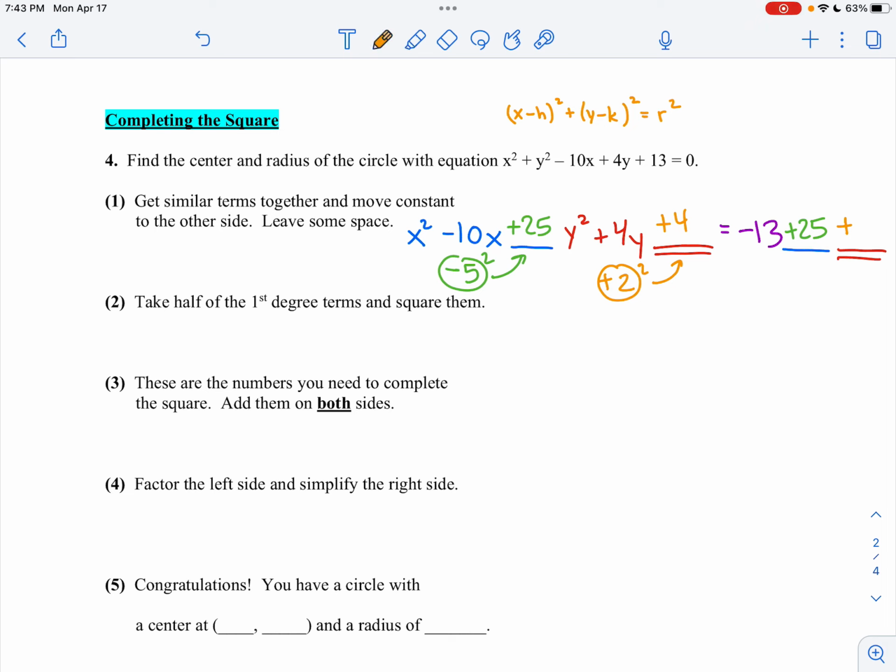I lost my pen here. Oops, I went too far. Let me fix that. I was trying to get my pen back, and of course, I messed up. And here's my pen.